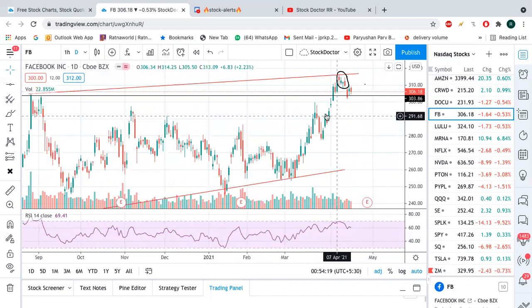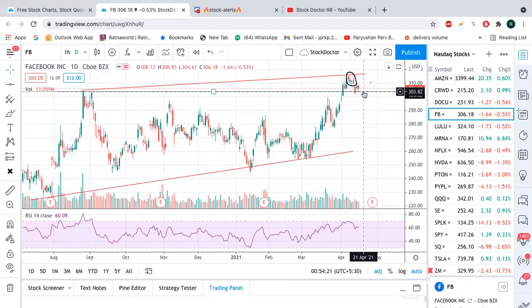So for the stock to go further to the upper side, it should start trading above 316, 317 for the targets of 325, 340, and 350. The support is staying around $300. If it starts trading below $300, I will definitely come out of this position.